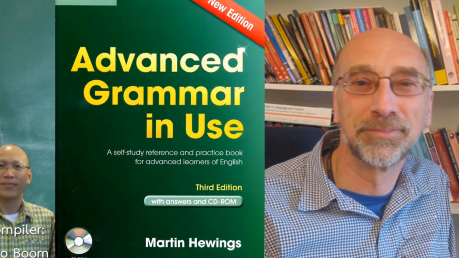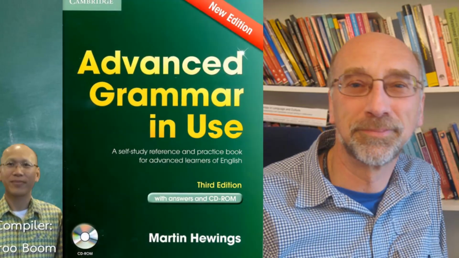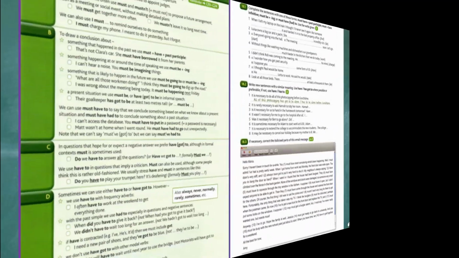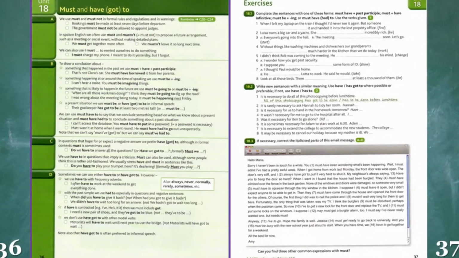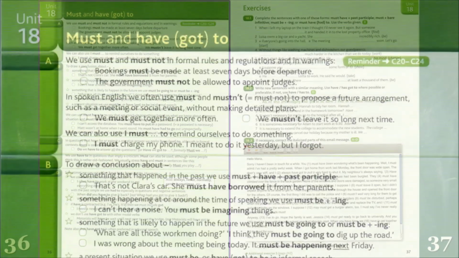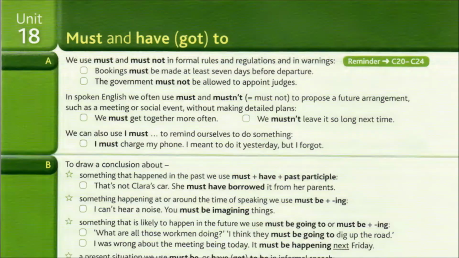Advanced Grammar in Use. Martin Hewings. Unit 18. Must and have to. Have got to.